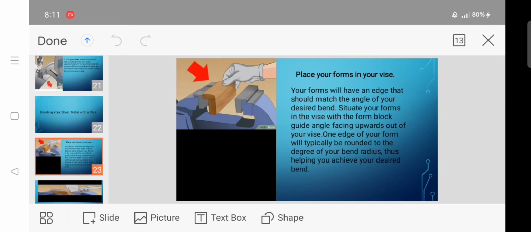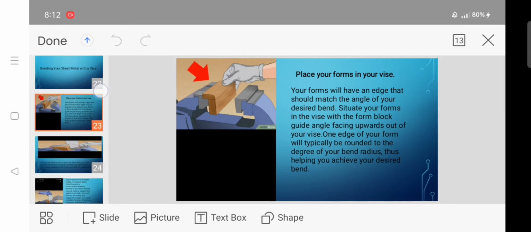Bending your sheet metal with a vise. First is to place your forms in your vise. Your forms will have an edge that should match the angle of your desired bend. Situate your forms in the vise with the form block guide angle facing upwards out of your vise. One edge of your form will typically be rounded to the degree of your bend radius, thus helping you achieve your desired bend.